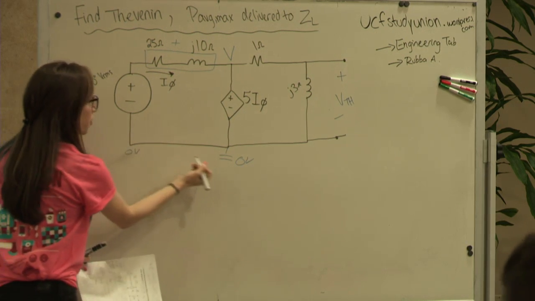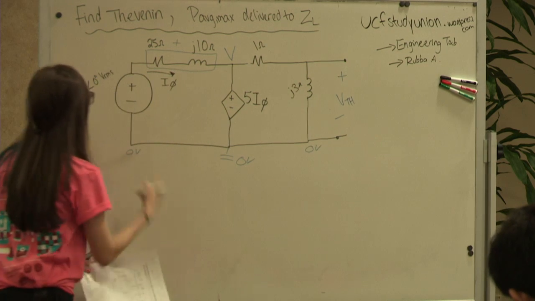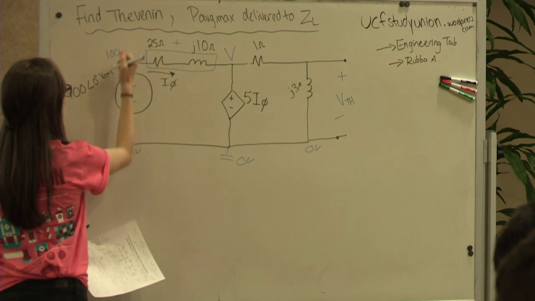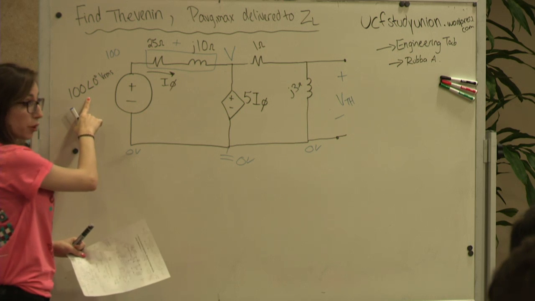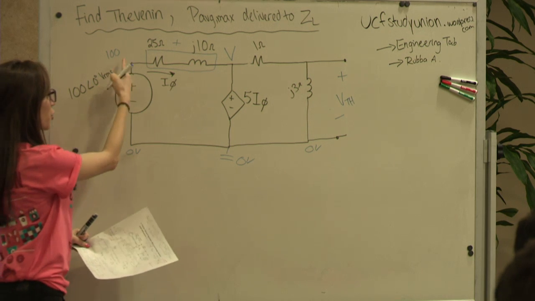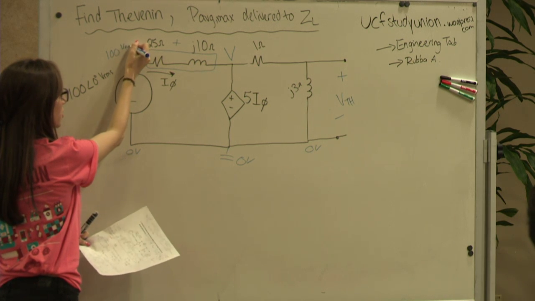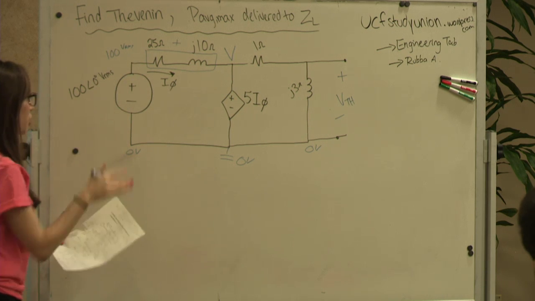So that's 0 volts everywhere. And now this is 100. So this is in polar form, but you see there's 0 degrees, so it's just 100 VRMS rectangular. So I already just converted that right away.